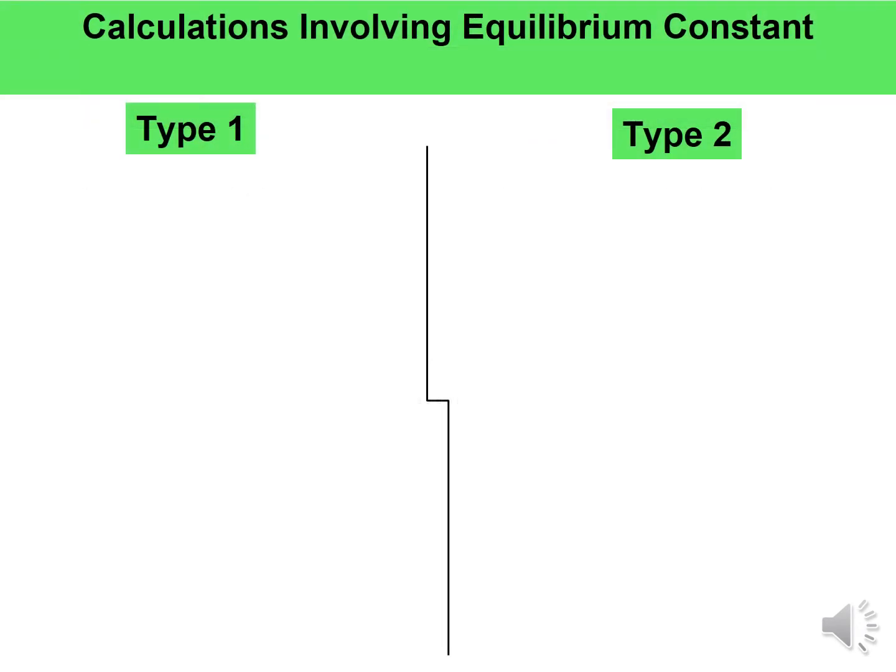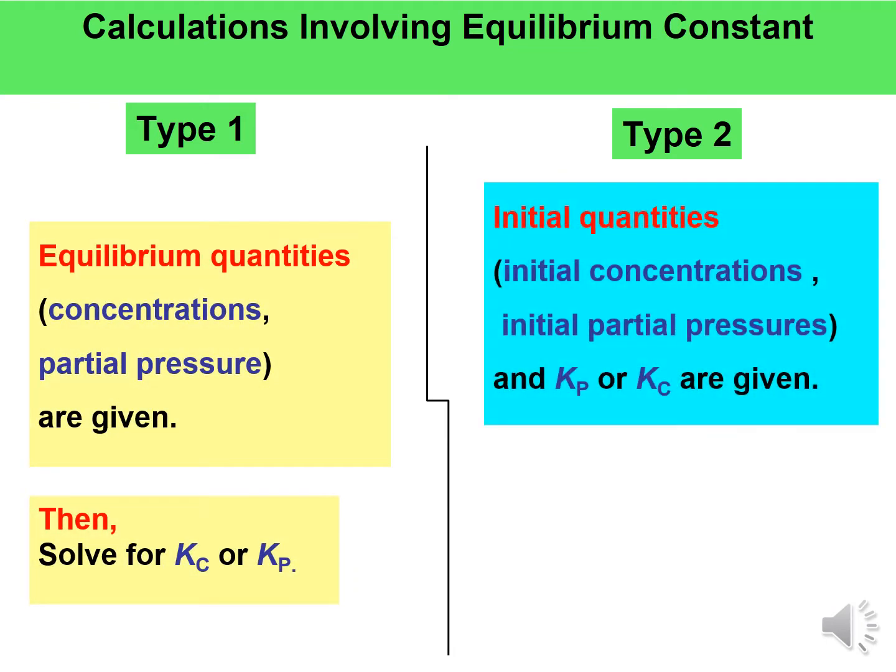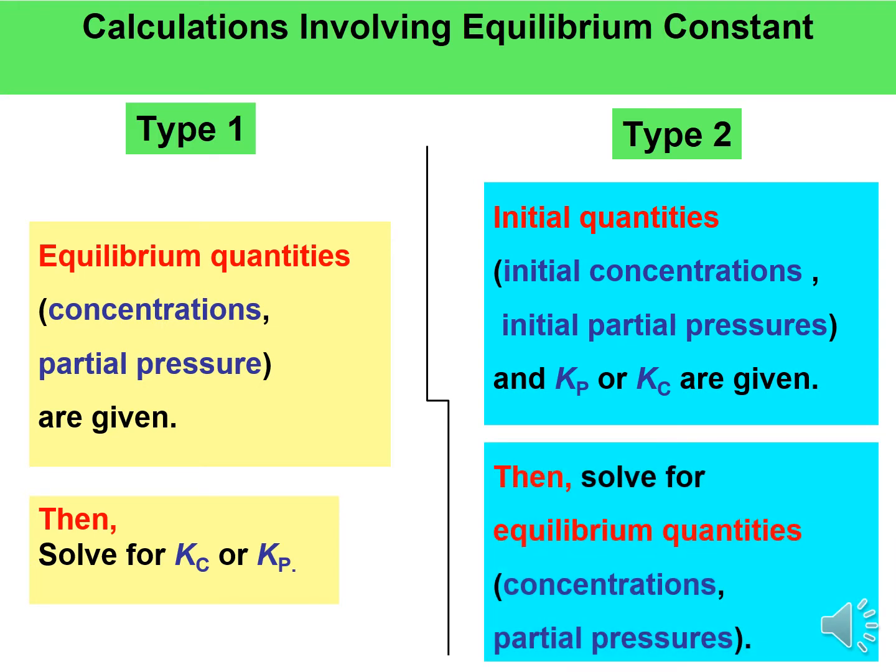There are two types of calculation involving equilibrium constant. We will focus on calculation of type 2 in this video. If you want to know the calculation of type 1, you may refer to the previous video, chapter 8.2 hour 2 part 2. For type 2, the initial quantities, either initial concentration or initial partial pressures, and Kp or Kc are given. Then we can solve for equilibrium quantities, either concentrations or partial pressures.